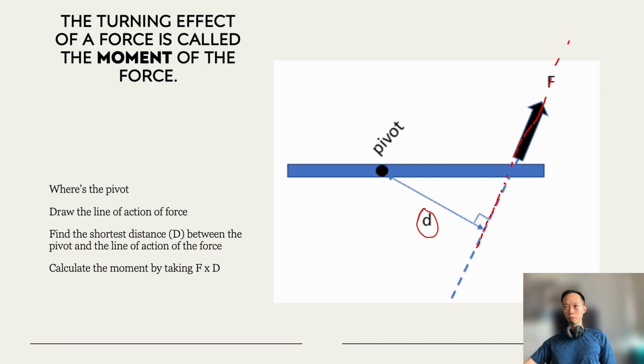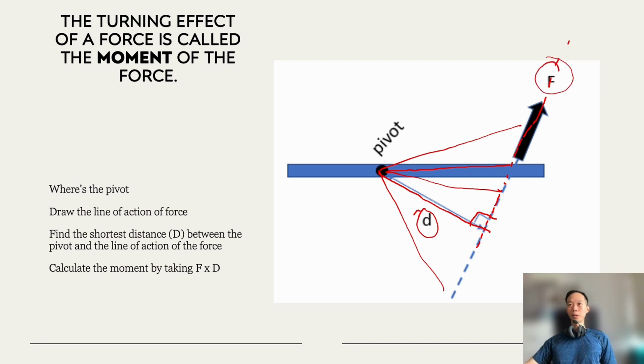So for this example, look at this. Is this distance shorter? Is this distance shorter? Which is the shortest distance? The shortest distance will be this one, the one that is perpendicular. If you're ever confused, just look for the shortest distance. Why we want this distance is because we want to calculate the moment by taking the amount of force here, multiplying it by this distance here, and this is the amount of moment that we have. For this force, we can see that it's going to create anti-clockwise moments with respect to the pivot.